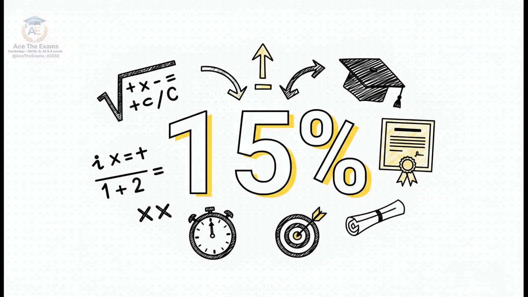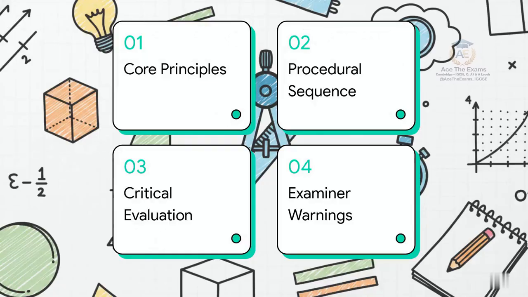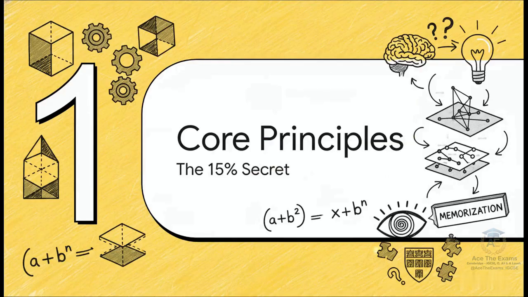I'm going to show you exactly what the examiners are desperately looking for when they scan your paper and how you can guarantee you capture this critical chunk of your overall score. So here is our tactical roadmap for today's session. First, we'll unpack the 15% secret. Then, we'll build up your logical foundations, map out the standardized procedural sequence, master the art of critical evaluation, and finally, we'll crack open the principal examiner's trapdoor to reveal the most common mistakes you absolutely have to avoid. All right, let's jump right into Section 1, the 15% secret and core principles.